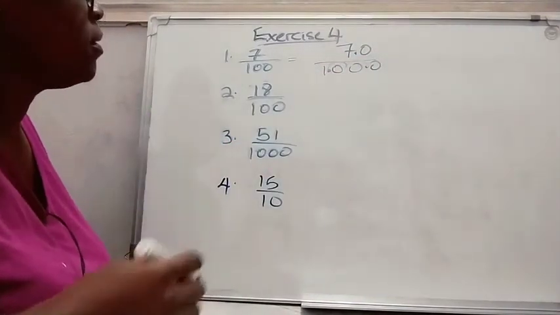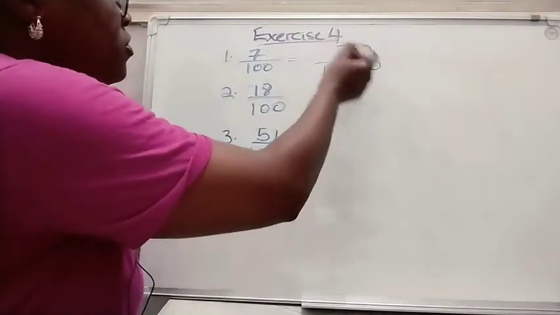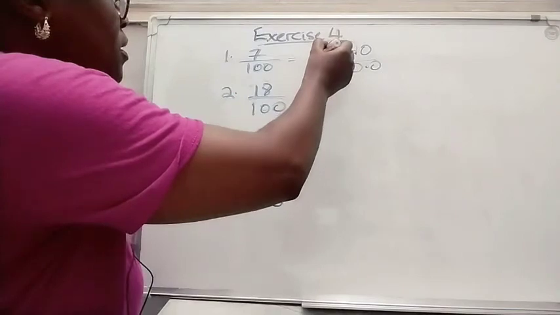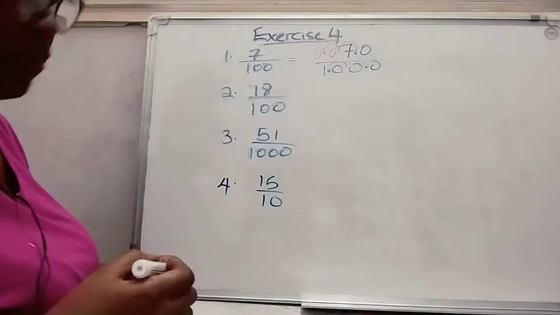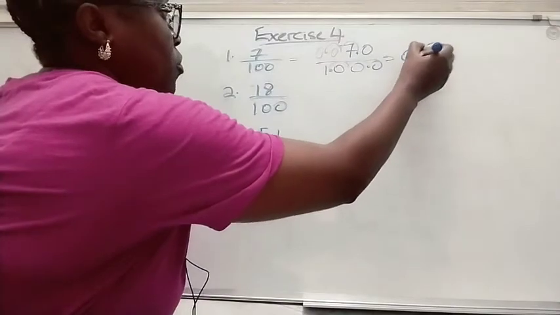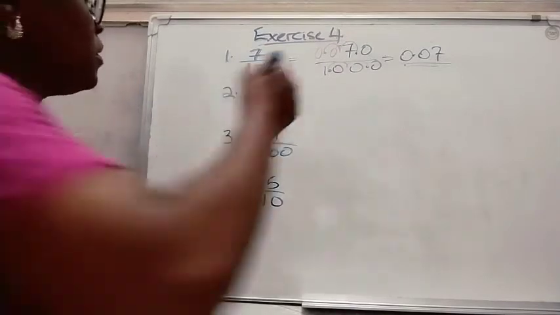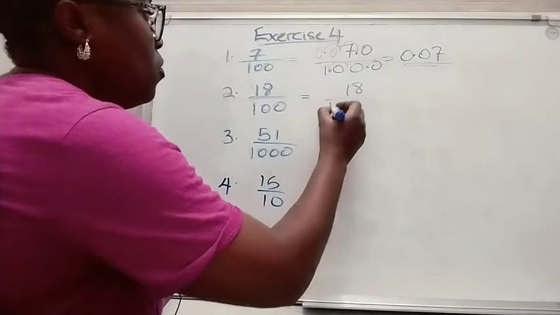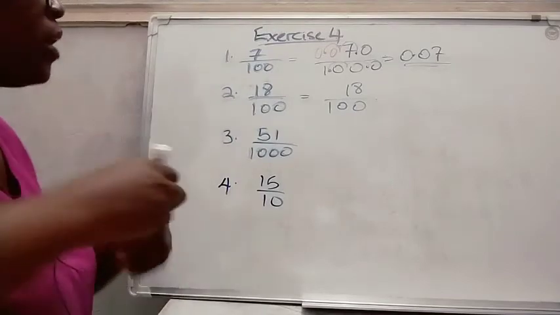Can you see that? Whatever you do in the denominator, you have to do in the numerator. So we moved it 2 times to our left, so we're also going to move this 2 times to our left. Okay? We'll fill it up with a 0. So the final answer will be 0.07. Now, this is 18 over 100.